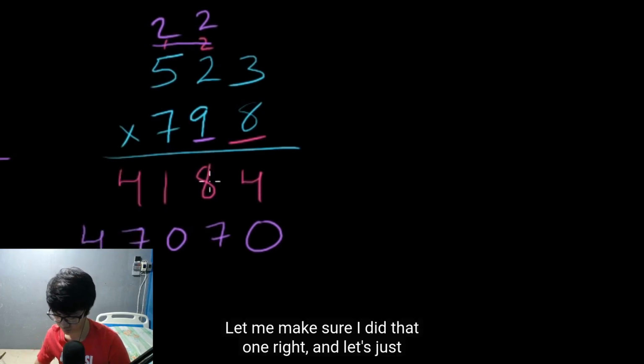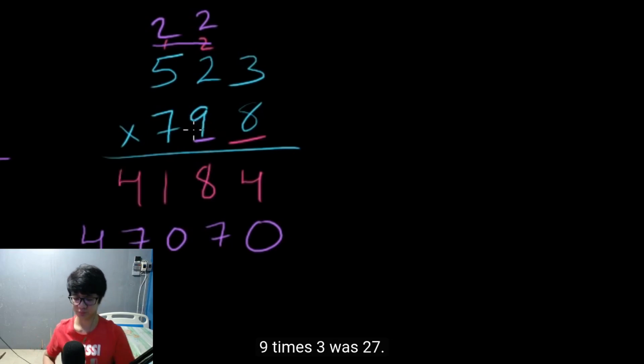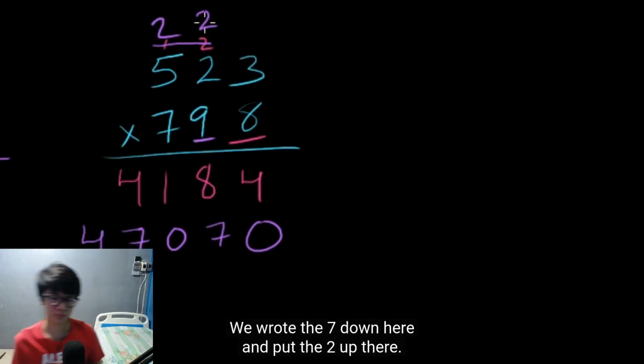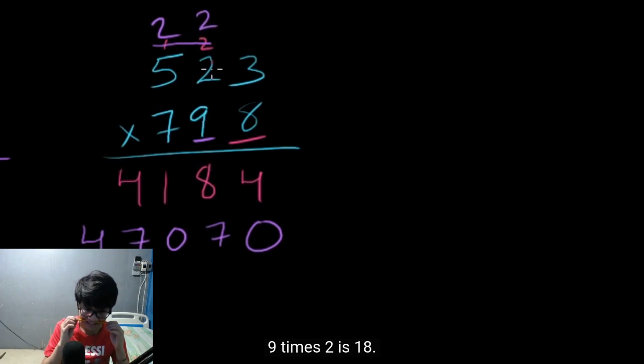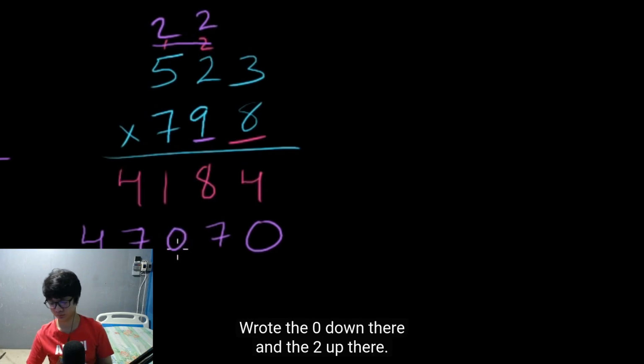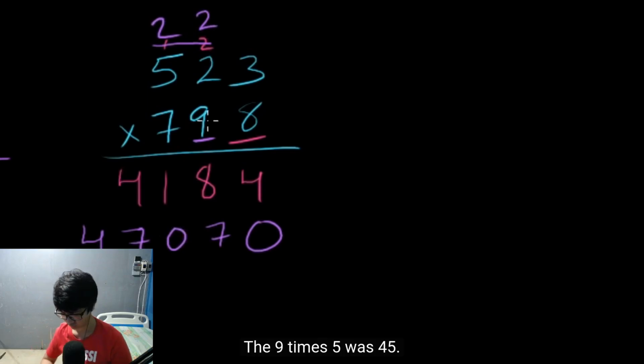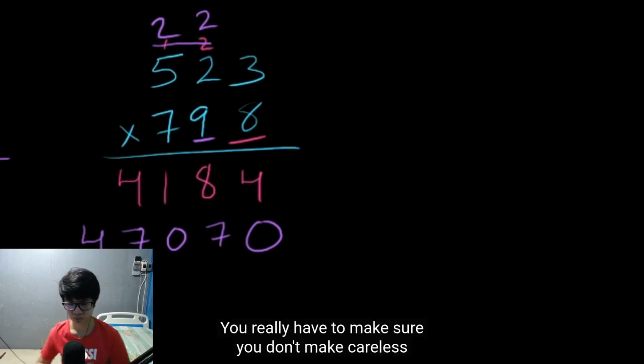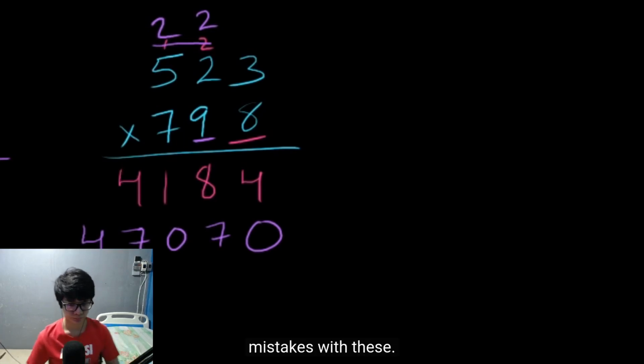47. Let me make sure I did that one right, and let's review it a little bit. 9 times 3 was 27. We wrote the 7 down here and put the 2 up there. 9 times 2 is 18. We added 2 to that, so we wrote 20. Wrote the 0 down there and the 2 up there. Then 9 times 5 was 45, plus 2 is 47. You really have to make sure you don't make careless mistakes with these.